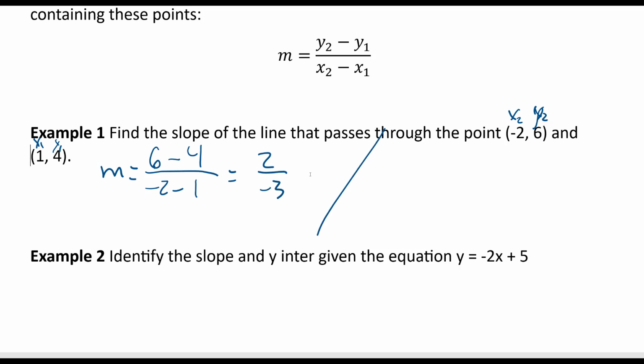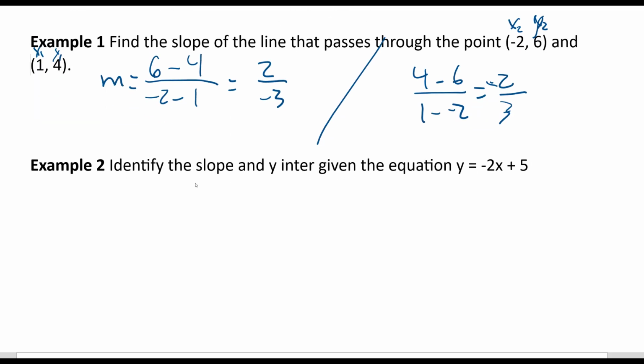Now, what if I instead went the other way? What if I said it was 4 minus 6 over negative 2 minus 1? Oh, I got that backwards. It'd be 1 minus negative 2. That'd be negative 2 over positive 3. So you still get the same thing. The negative on top, positive on bottom. It doesn't matter. It's still a negative fraction.